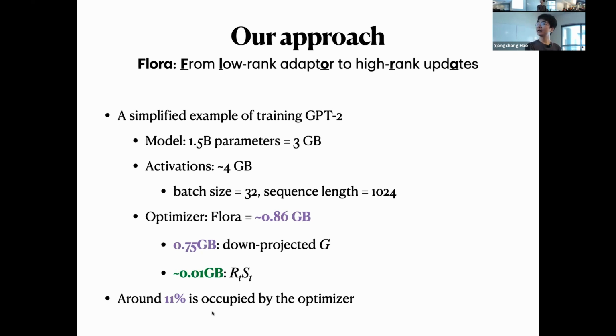And in total, it only occupies around 11% of the training memory. So the optimizer part is down from more than 50% to only 11% in training with Flora.